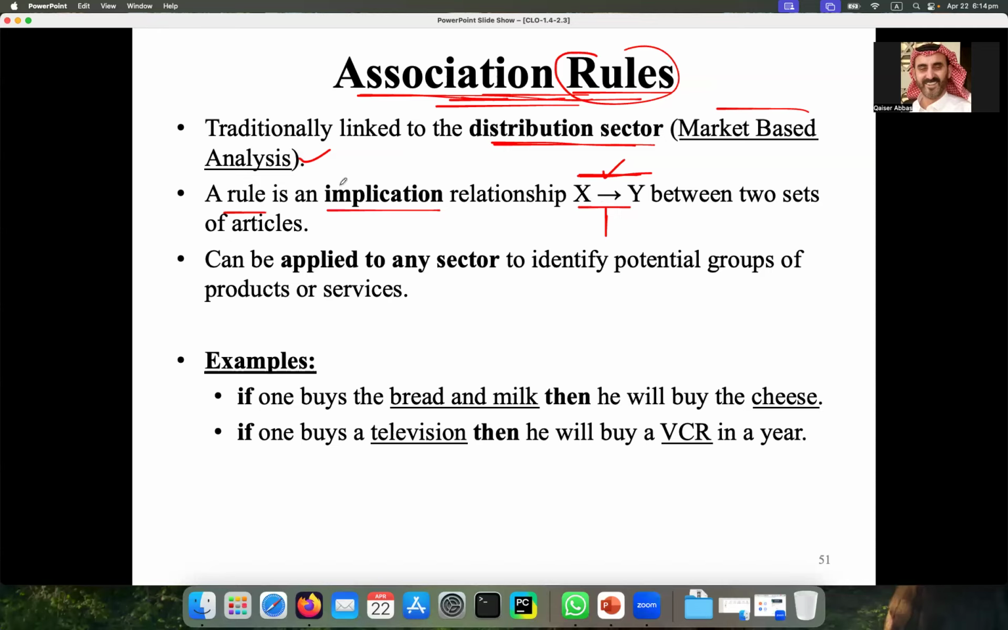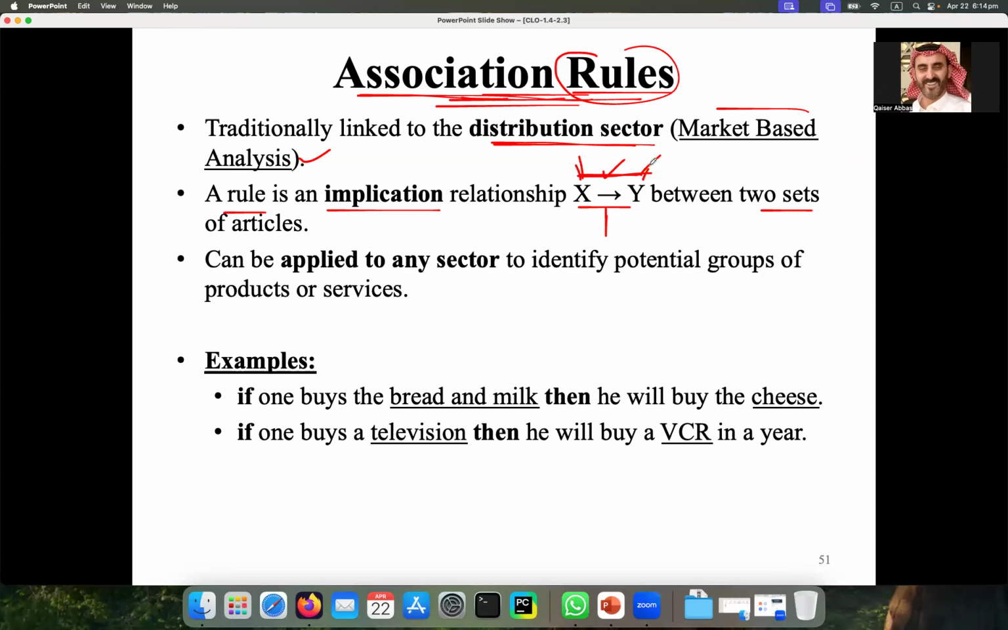So a rule is what? A rule is an implication which will show the relationship between two things. I'm using the simple word things, or you can use two sets of articles. These things can be only one thing, or it can be two elements or three elements. It can be a set or one article or one product.